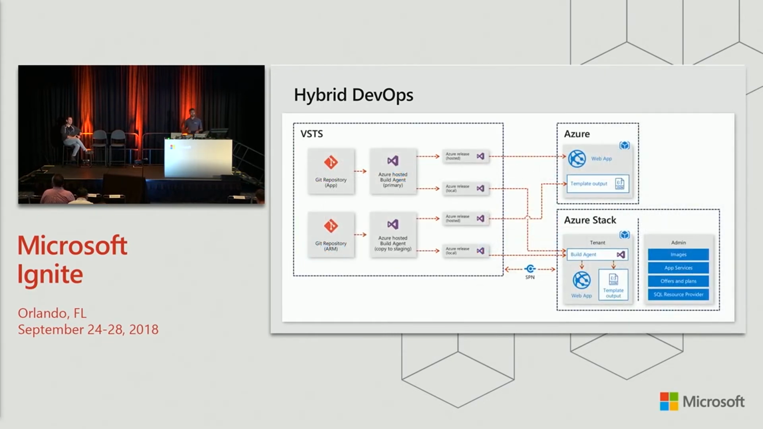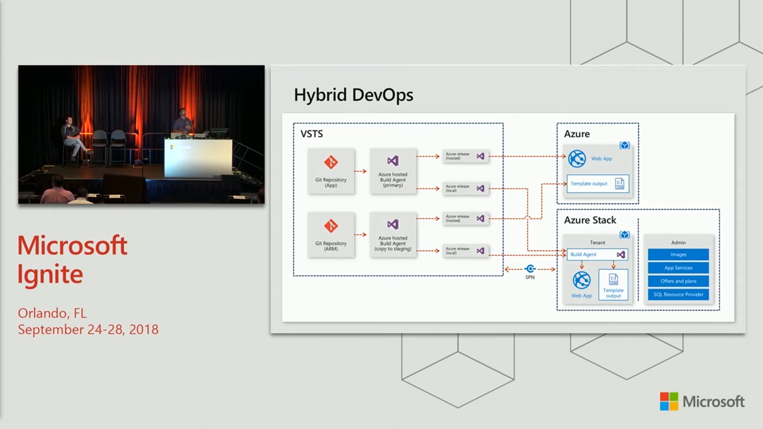Let's look at how we actually implement this. It's a bit more complex. So I have two Git repositories, one for app code, one for infra code. And of course, everything on the VSTS, which should be Azure DevOps, is hosted in the cloud. The branding people are going to be very unhappy with me for that one. And of course, everything is built in the cloud.